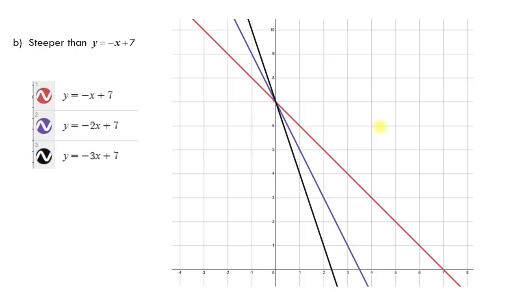So negative 2, 2 is bigger than 1, and the equation just says negative 2x plus 7. Negative 3 is steeper as well. So if you graph y equals negative 3x plus 7, it will be steeper than y equals negative x plus 7.